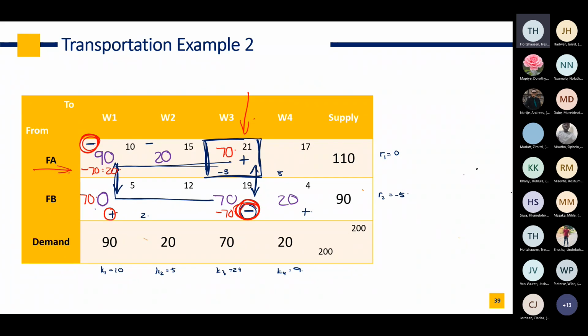It's a bit tedious because you have to work out your R's, your K's, and your differences. You have to check that your differences are all greater than 0, then you're done. If they're not all greater than 0, you choose the most negative of them. And then you find this loop, look at your most negative ones, because those are the ones that are playing the role of everything, and utilize those to get your new table.